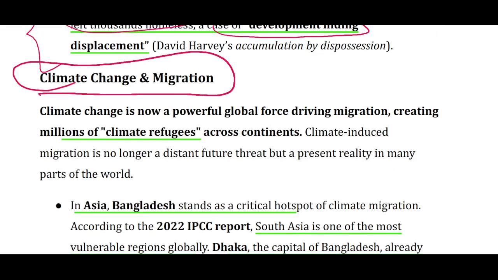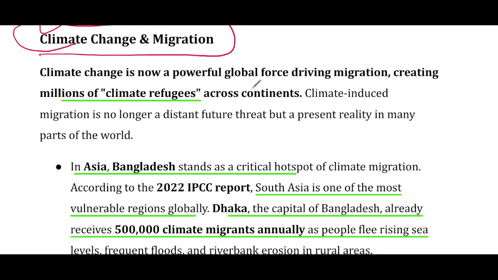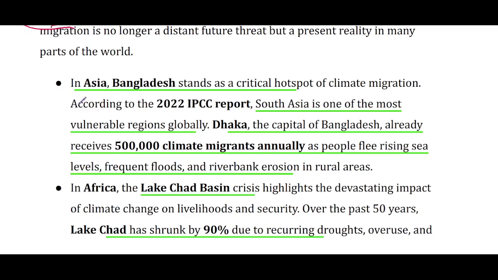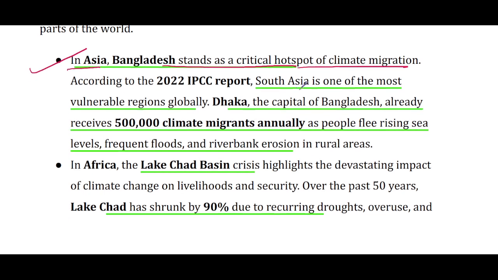Now let's have the role of climate change and migration. So, climate change has become a powerful global force that drives migration, creating millions of climate refugees. In case studies in Asia, Bangladesh stands as a critical hotspot for climate migration. As per the 2022 IPCC report, South Asia is one of the most vulnerable regions globally.